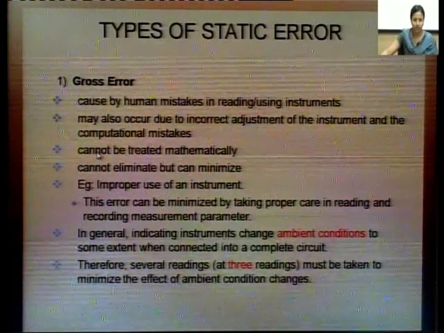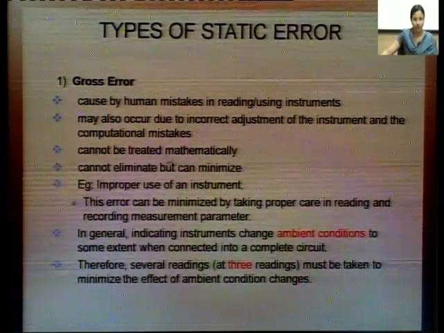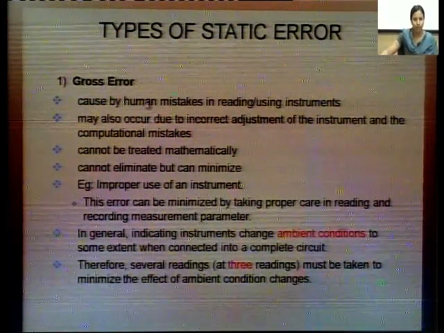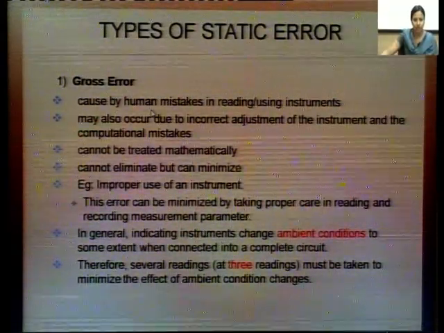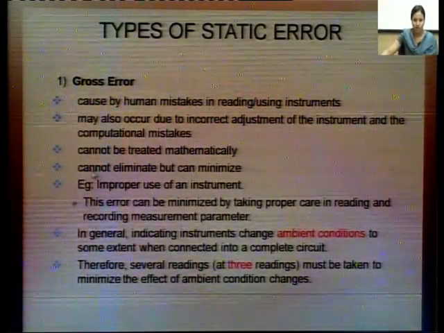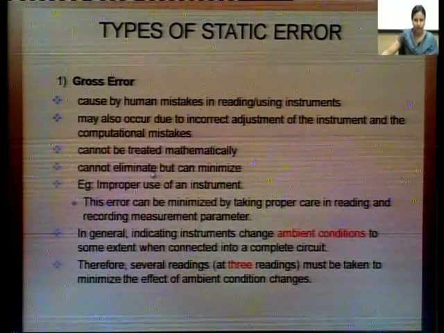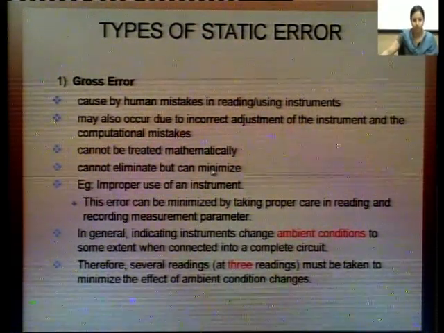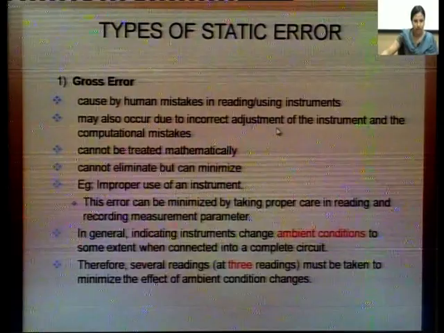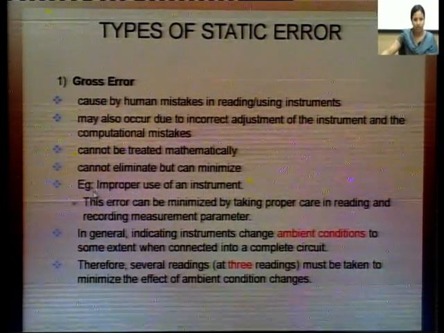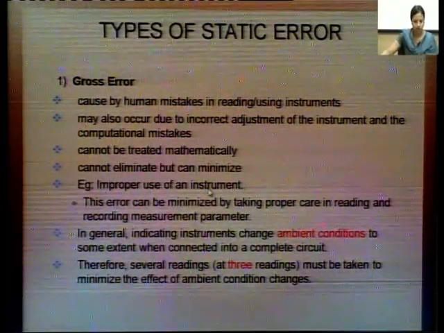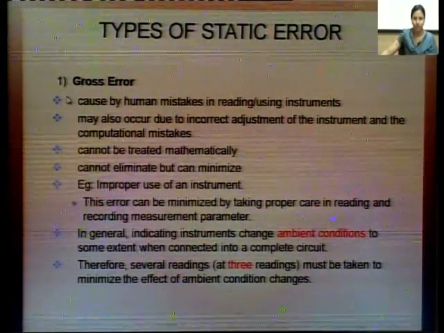Next, this error cannot be treated mathematically. We have to treat it manually, that is, if the human is taking a reading in the wrong way, we have to correct it manually. It cannot be corrected mathematically. Gross error cannot be eliminated but can be minimized. So we have to take care of each and everything, that is, the instrument is adjusted properly, etc. Next, its reason is improper use of an instrument. If we are not using the instrument properly, then gross error may happen.